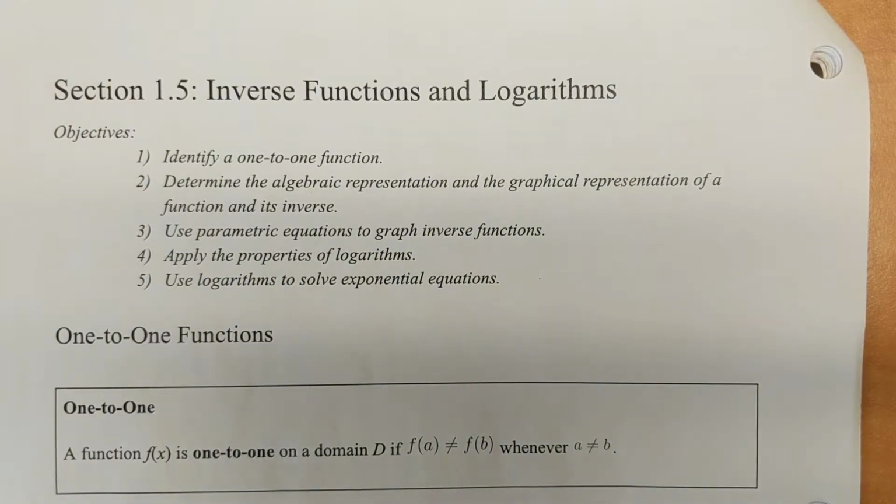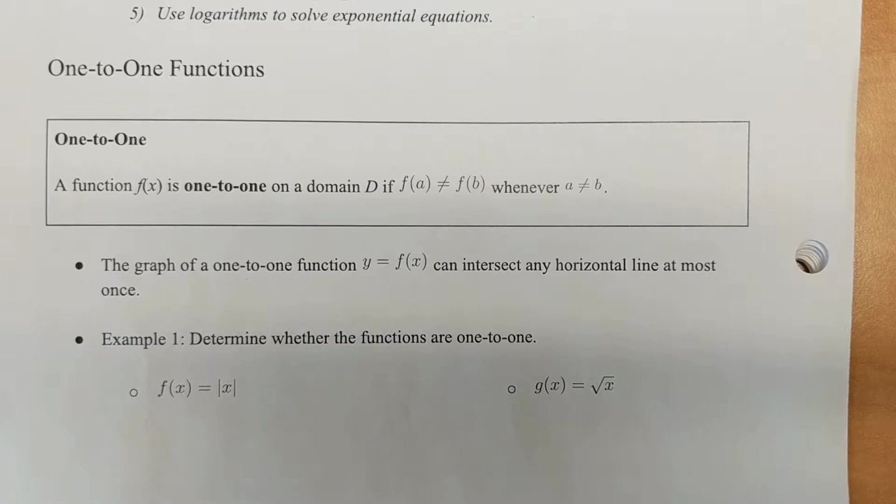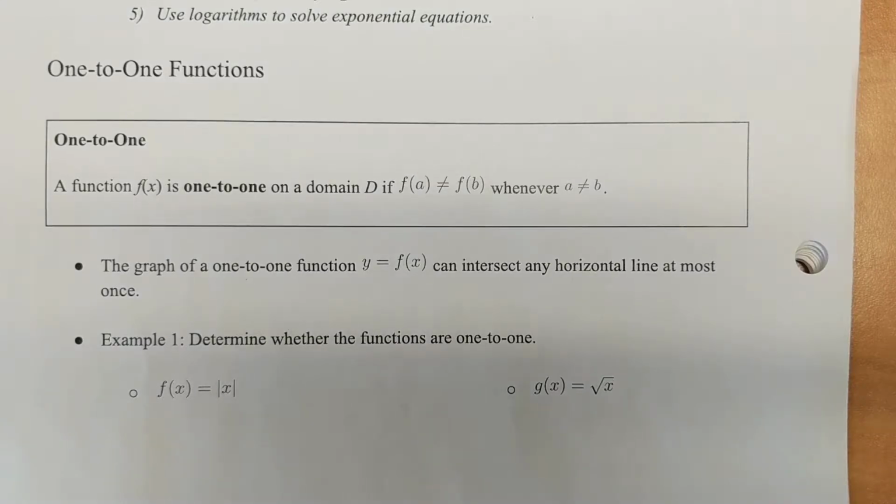All right, here we have section 1.5, inverse functions and logarithms. So once again, there's our objectives. Roll down here, so we got a couple definitions. A one-to-one function: a function is one-to-one on this domain if f of a is not equal to f of b whenever a is not equal to b.